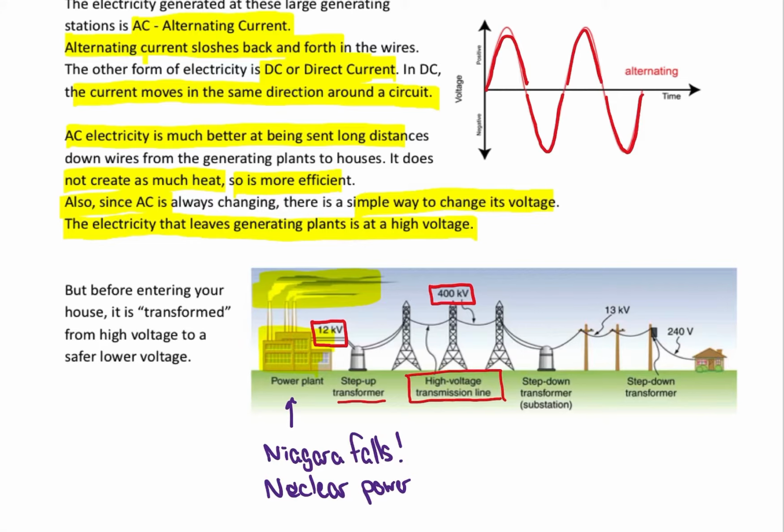Then these high voltage wires go into another transformer. This one's a step down. We'll talk about that in a bit. And you'll notice it lowers the voltage from 400 kilovolts. It drops down to 13 kilovolts.